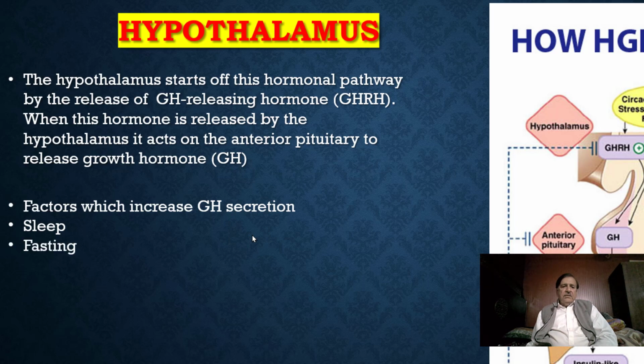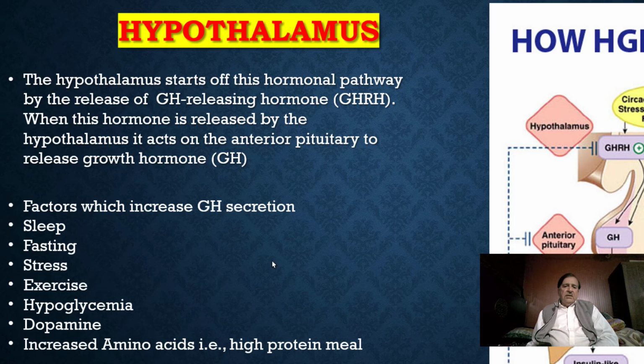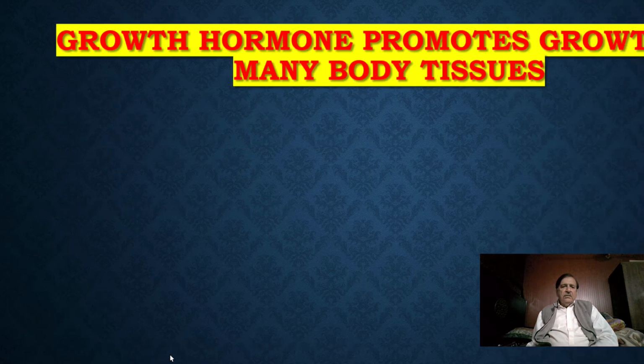Fasting: when a person is hungry, the growth hormone secretion increases. Stress, exercise, and hypoglycemia increase the secretion of growth hormone. Dopamine increases the secretion of growth hormone. Increased amino acids, that is a high protein meal, and reduced free fatty acids. When the free fatty acids are reduced in circulation, it causes increased release of growth hormone, and glucagon, testosterone and estradiol also increase it.